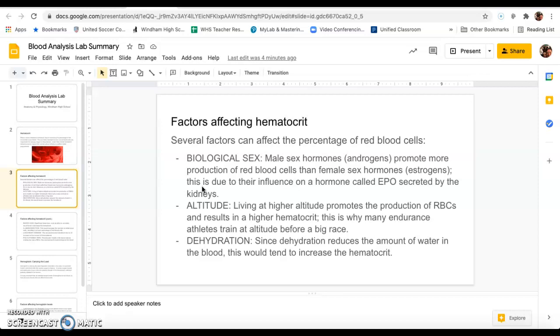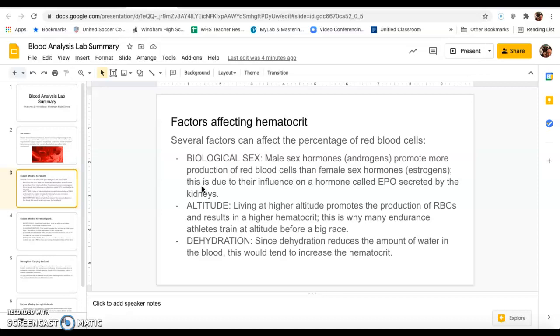EPO has actually been used as a performance enhancer by endurance athletes, marathoners, cyclists, things like that. Lance Armstrong in particular had a rather infamous sort of drug ring involving the injection of EPO among his teammates at the Tour de France. And EPO, if injected artificially, will promote the production of more red blood cells, just as the naturally occurring EPO secreted by the kidneys would. So that's certainly one factor.